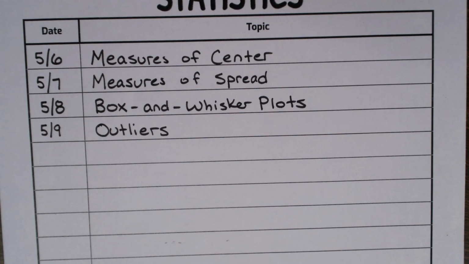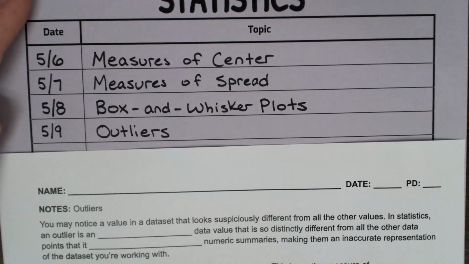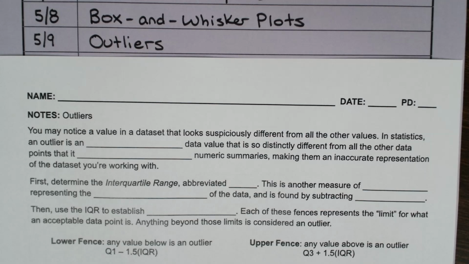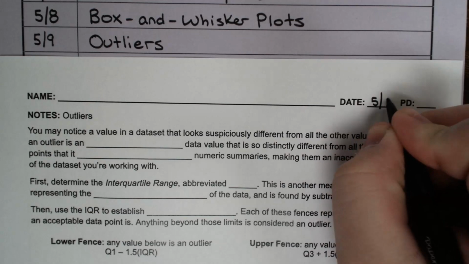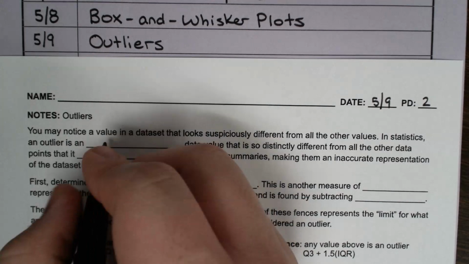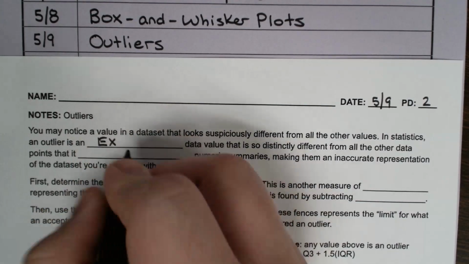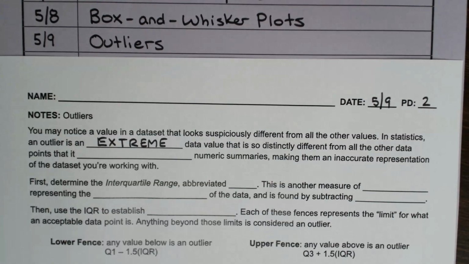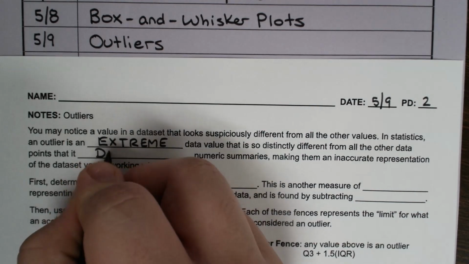So today we are talking about outliers. You may notice a value in a data set that looks suspiciously different from all of the other values. In statistics, that might be an outlier, which is an extreme data value that is so distinctly different from all of the other points that it distorts your numeric summaries.